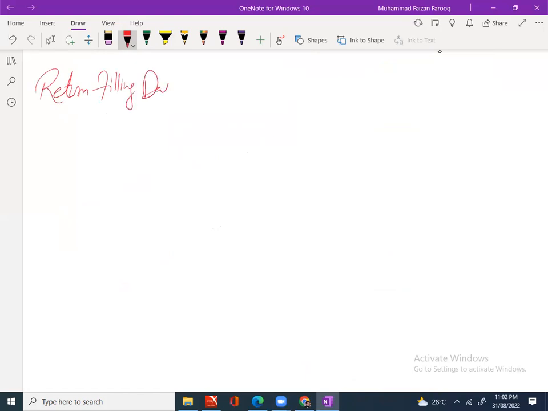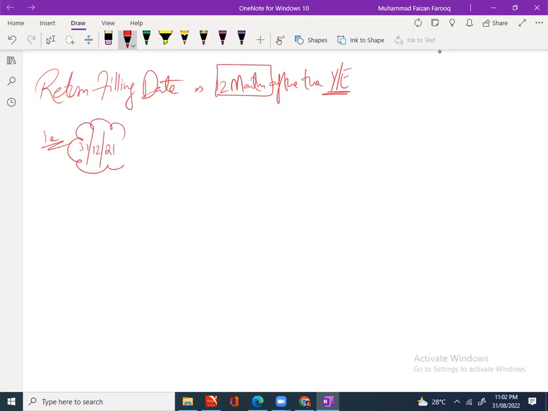Return filing date, we know it is 12 months after the year end, or it can be a period end as well if it is a long accounting period, but 12 months is the same. For example, my year end is 31st December 21, my return filing date will be the same date, same month, but 22, right? This is the date by which I must submit my records to the government.